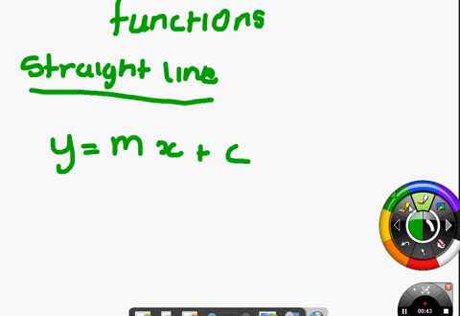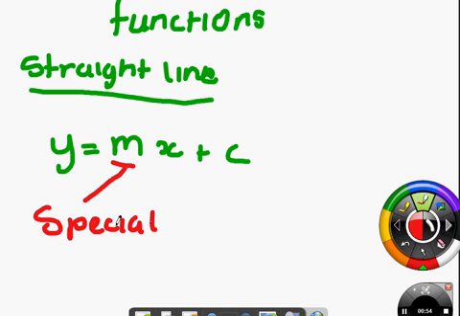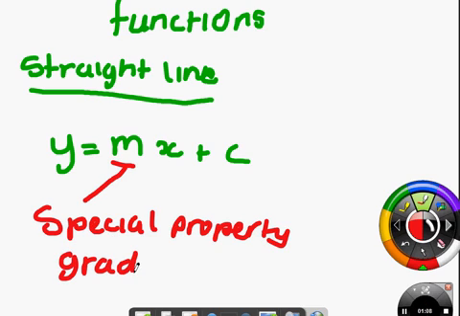Here we need to understand that the m is the special property. So in this case, the m is the special property, and it's called the gradient. And the c is the y-intercept.